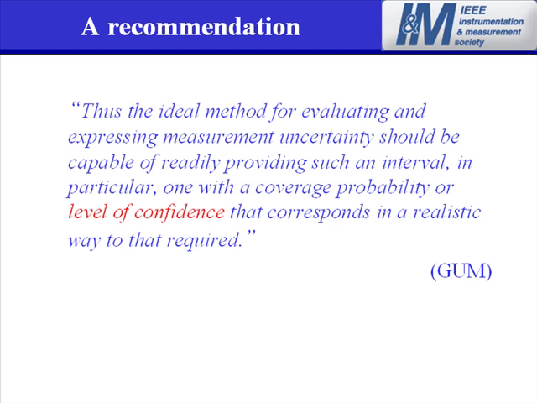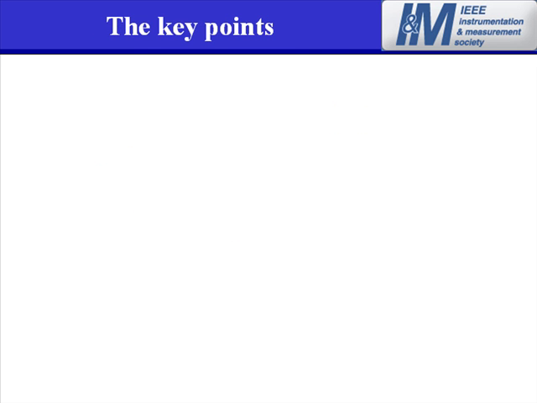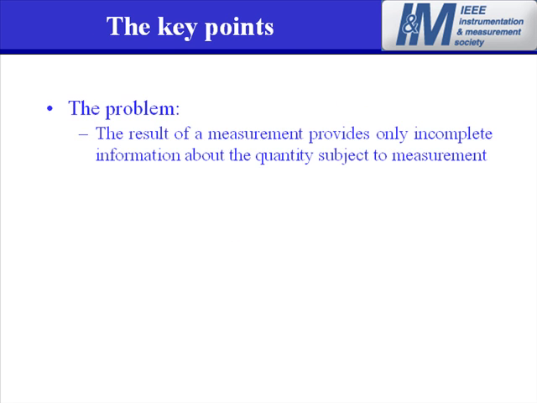Oh, this is much clearer. Uncertainty should provide an interval of confidence with known level of confidence. If we have this data, then we can eventually assess whether the obtained interval corresponds to that required in a realistic way. Well, now we know how to proceed, because we know the problem.